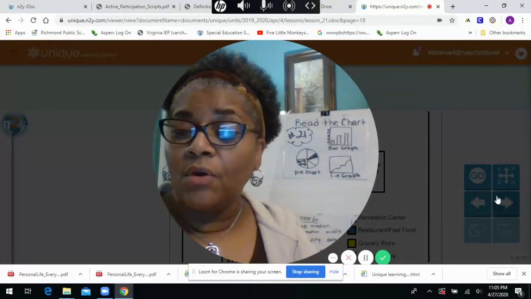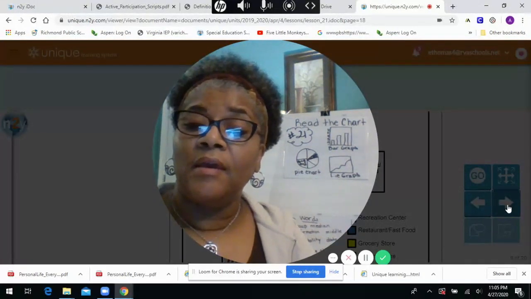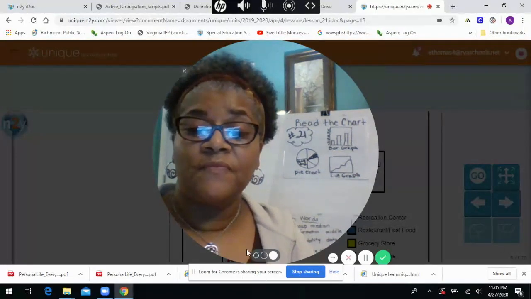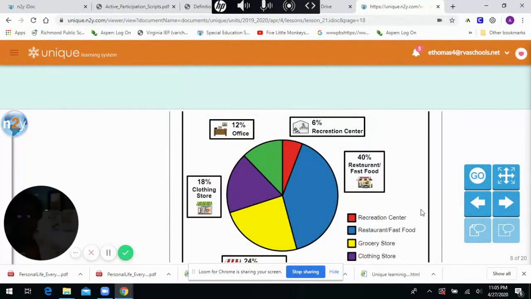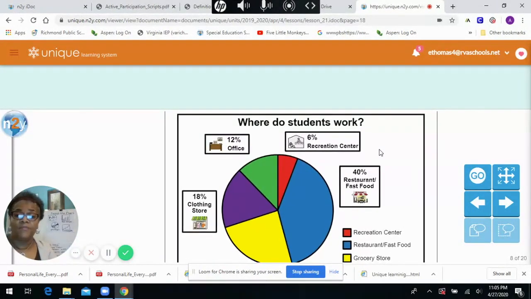All righty, so we're going to go on and look at a pie graph. Let me get smaller. So this is a pie graph, and these are the kinds of things we get from a pie graph. The title of the research is, Where Do Students Work? And you see all these colors? This is the picture that I'm talking about. Right now, you can already see which one's larger. The blue area is larger. So we could say that most of the students work at a restaurant or fast food.